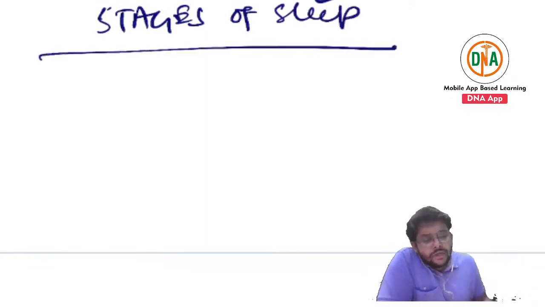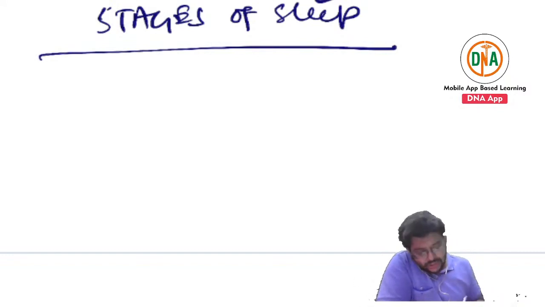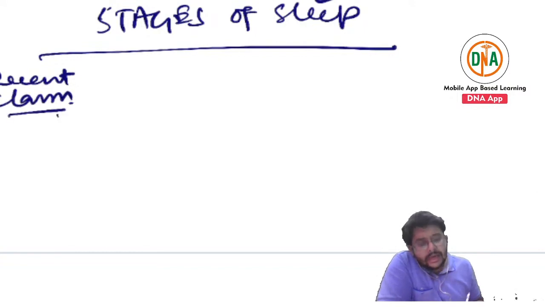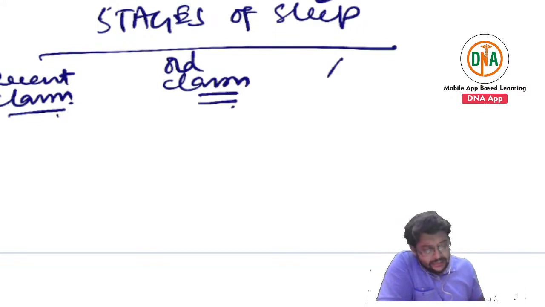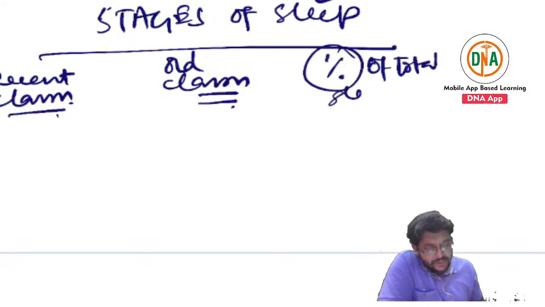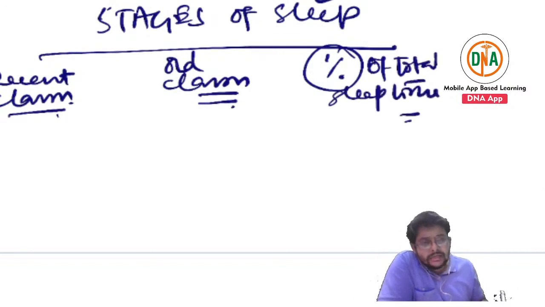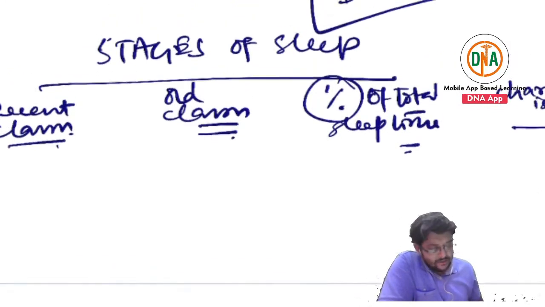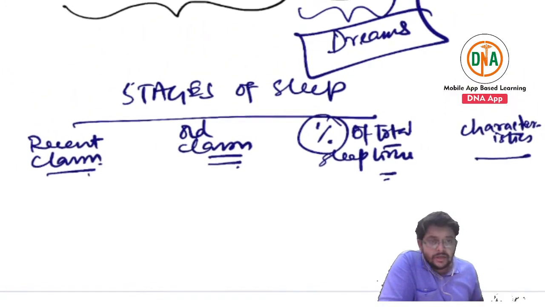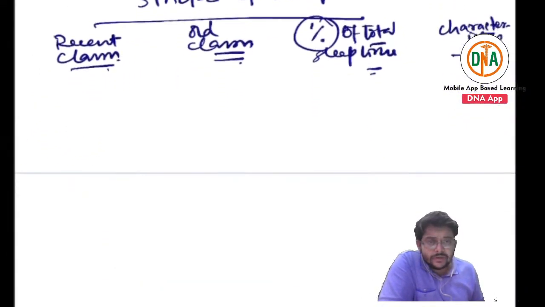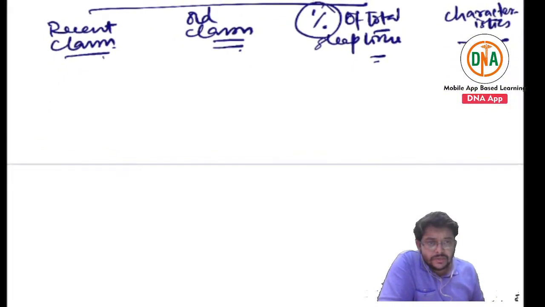Normally, there are two classifications. One is the recent or new classification, and the second is the old classification. Then I can write the percentage of total sleep time devoted and the characteristics. So these are the four columns. Let me focus. Yes, I think now you can see. I'm keeping it over here.